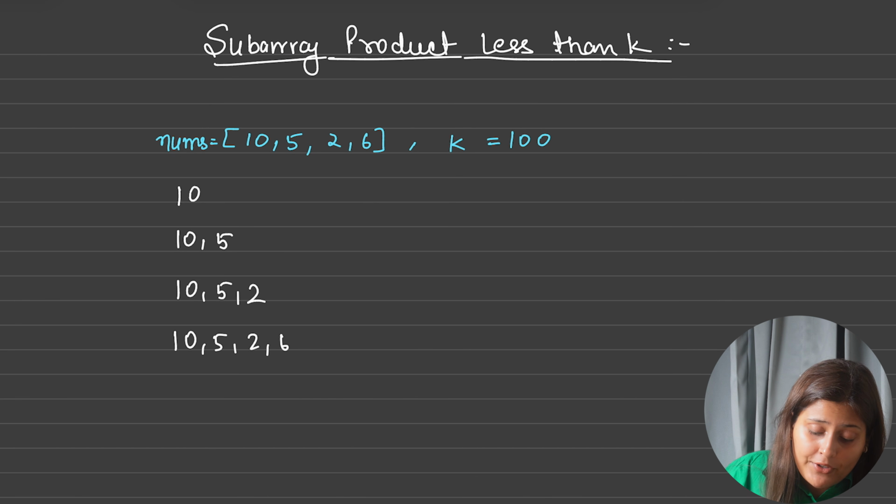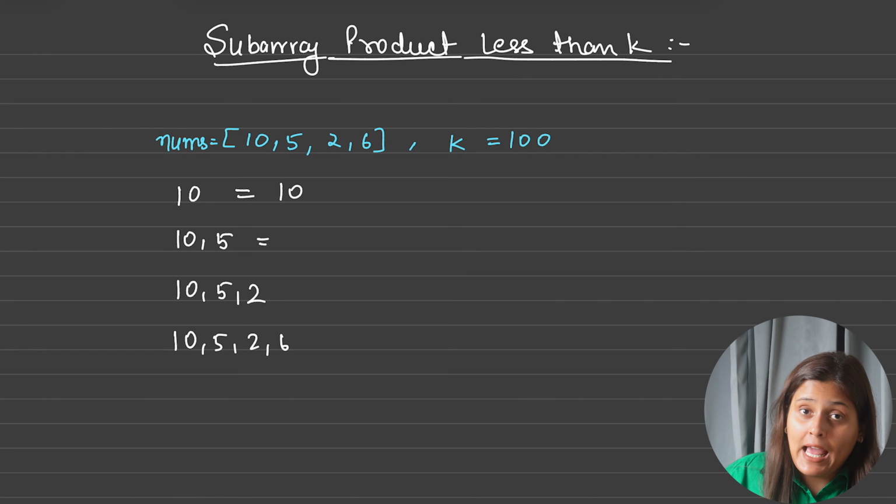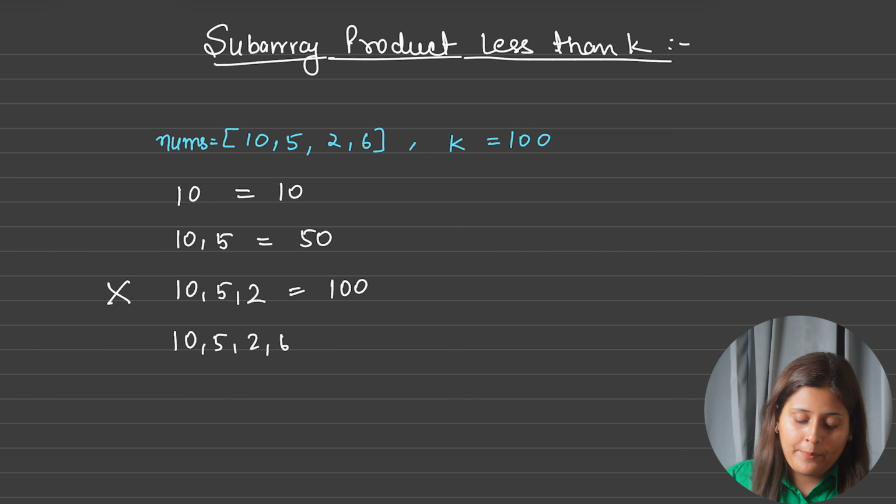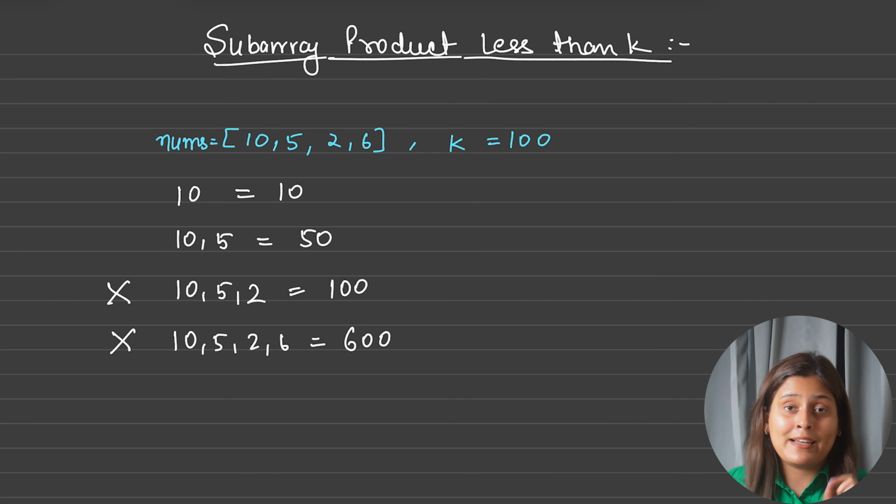If you see the product of 10, it is 10 only. Product of 10 and 5, it is 50. Product of 10, 5 and 2, it is exactly 100. And you know it is asking for less than k. Means this cannot be a valid subarray. Similarly, here we will get 600. Hence, this is also not a valid subarray.